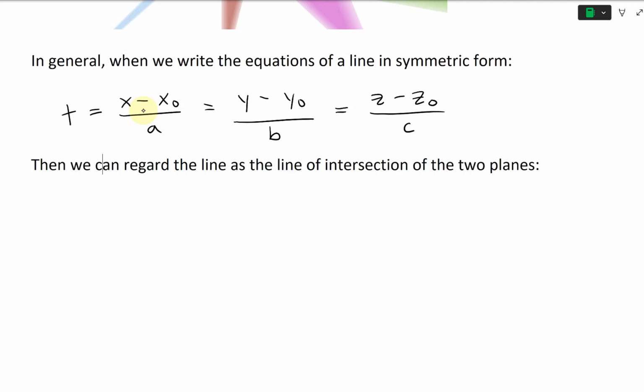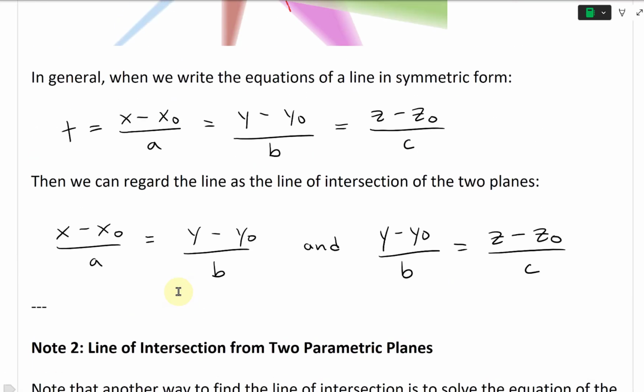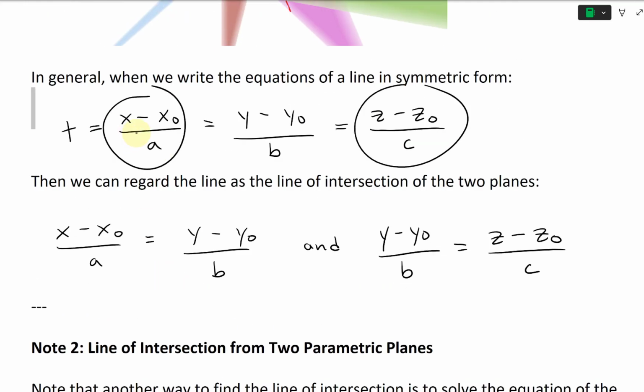So it's going to be the intersection of the 2 planes. We'll have x minus x naught over a equals y minus y naught over b, and then I'll just shift this over. All right, shifted it over, and we also have this one, y minus y naught over b equals z minus z naught over c. Now here's another note, and I actually alluded to it earlier, is by using this equation and this one, equating those as well. And that is right here.